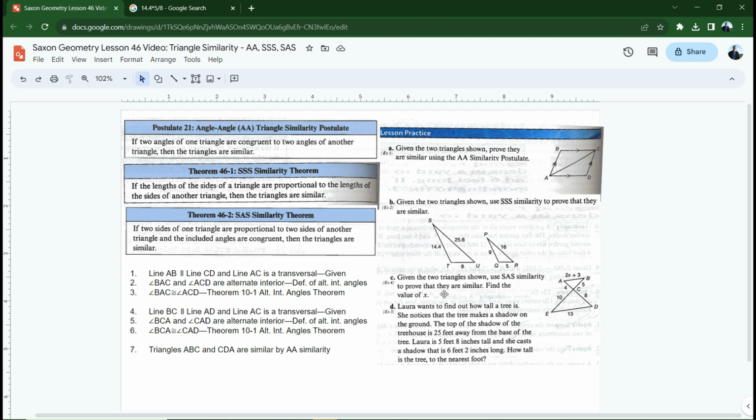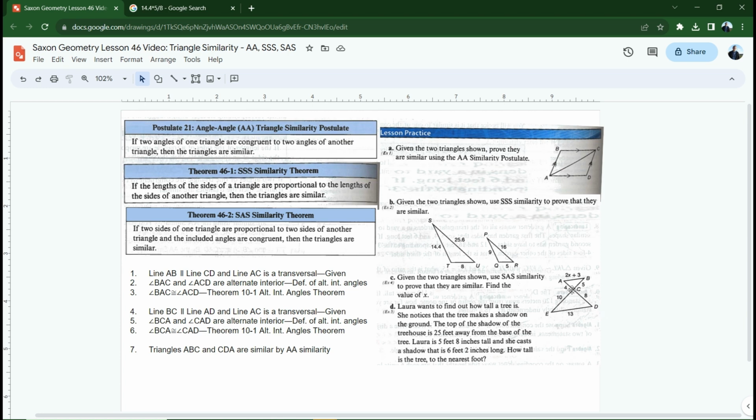Let's look at C. Given the two triangles shown, use SAS similarity to prove that they are similar. Find the value of x. Okay, so again, I'm not going to put out the whole two-column proof for this, but I'm going to lay it out for you. We're going to do the same thing that we just did. Another way to do it is just to divide the sides and see if they're all in ratio. So I would say 10 divided by 5 equals 2. That's division. 8 divided by 4 equals 2. Also division. The ratio of EC to BC equals the ratio of DC to AC.